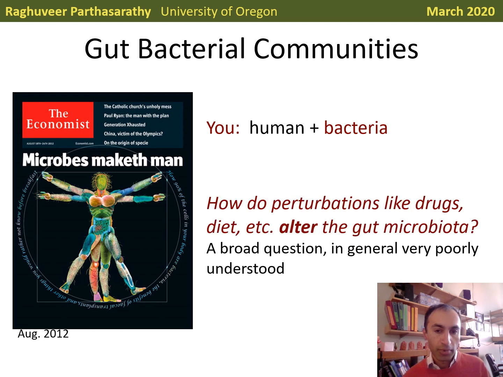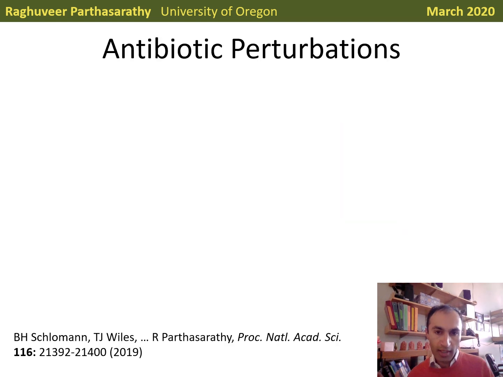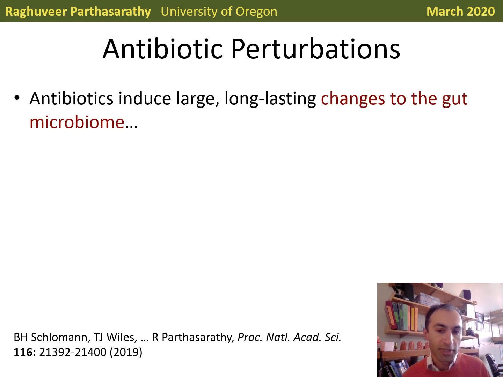In general, we have a poor understanding of what controls gut bacterial populations and how perturbations like drugs and changes of diet and so on affect gut bacterial communities. The particular perturbation that we've been looking at are antibiotics. It's been known for quite a while from sequencing-based studies that antibiotics can induce quite large, long-lasting changes in the composition of gut bacterial communities.